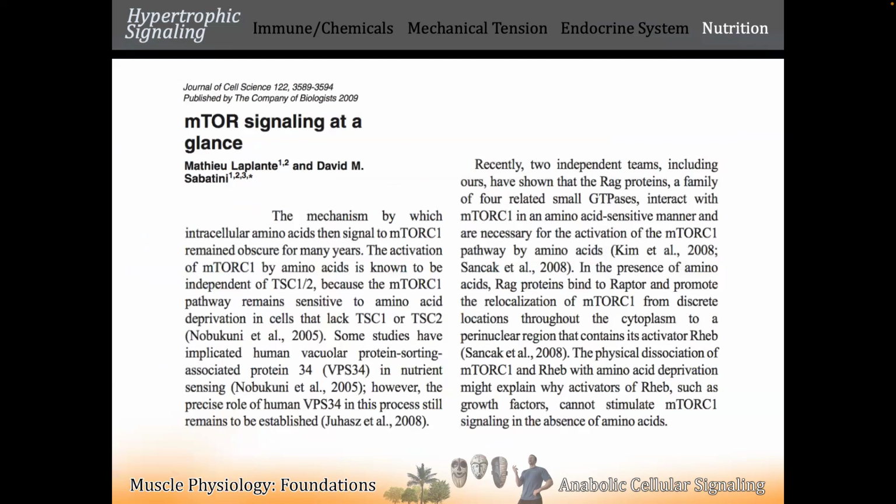This is just a narrative summary of the basics of amino acid sensing. Eat your representative amino acids, and the RAG proteins bind to Raptor and relocalize mTOR so it can be activated. If you're short on amino acids, mTOR complex 1 and Reb dissociate. So insulin and IGF and all those mTOR promoters, in the presence of amino acid deprivation, they don't turn mTOR on. You need both of those things.